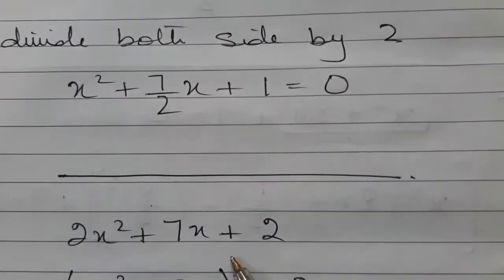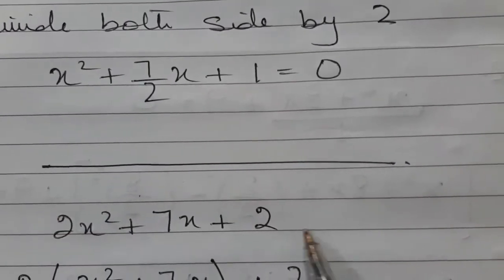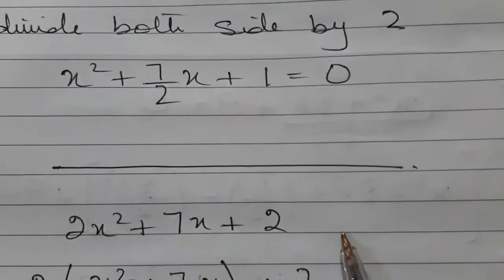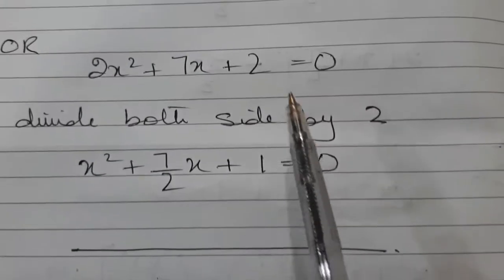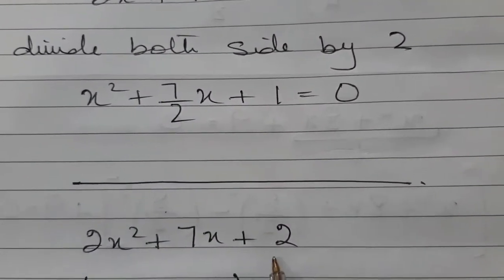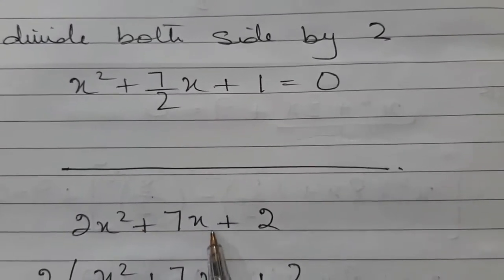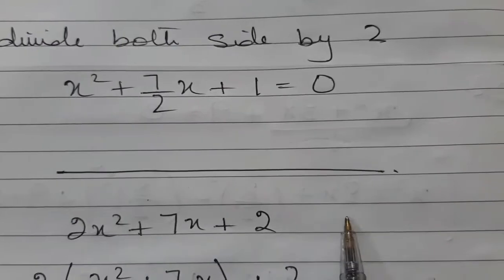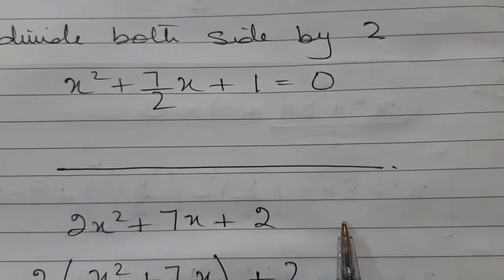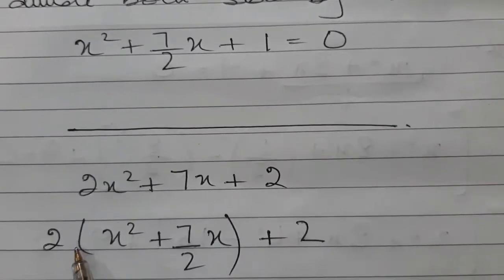Whereas if an equation is not given, rather an expression is given, right? It is not equal to 0 here. The common mistake is students are so much used to dividing it by 2 that they divide this also by 2 and they say x square plus 7 over 2x plus 1. There is no equals to 0. You cannot divide it by 2. This is an expression. So yes, you can take a common factor out.